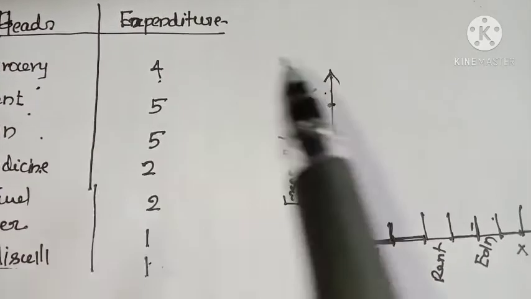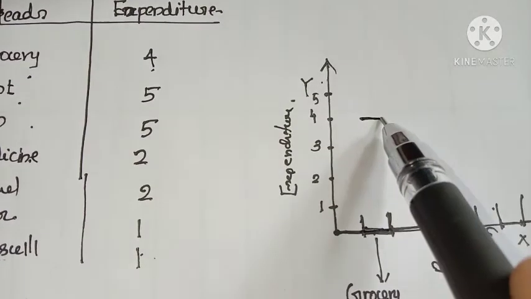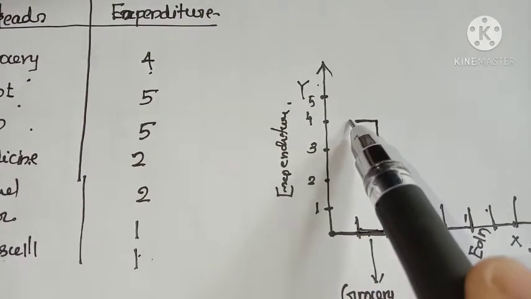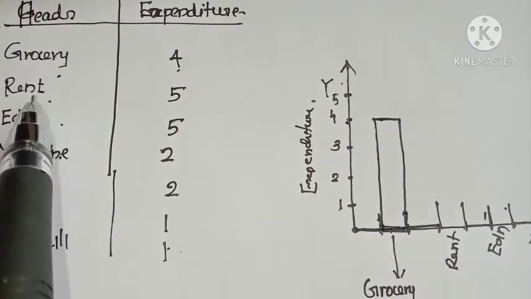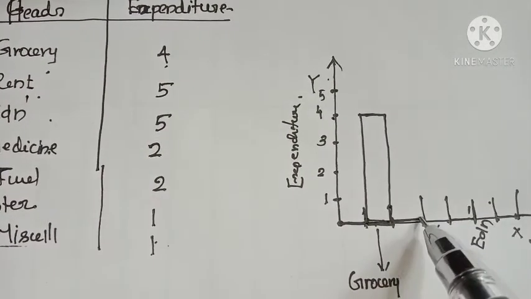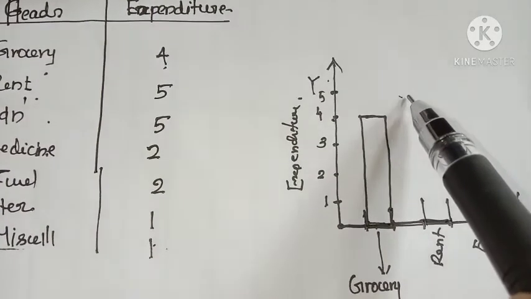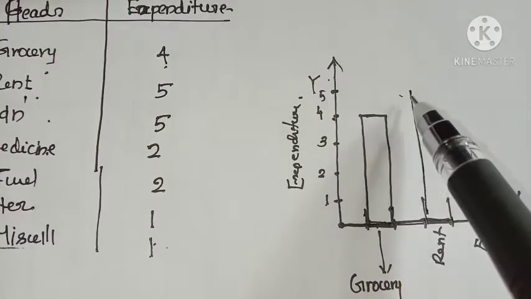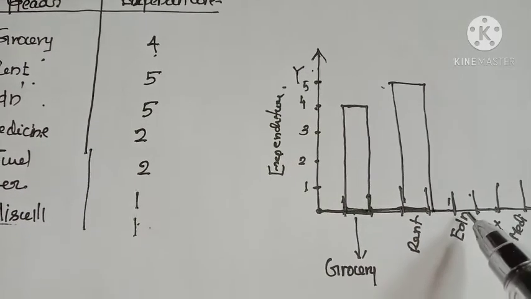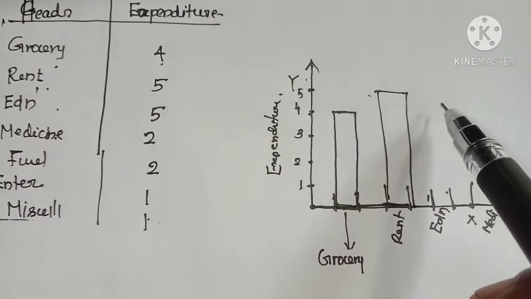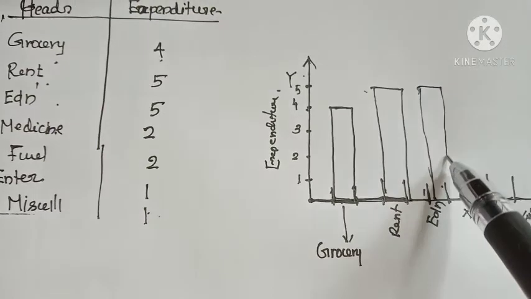Grocery 4. So this is the grocery rectangle. So take the height as 4. So draw a rectangle of height 4. Now next is rent. Rent is this space. This is this rectangle. So rent means 5. So take a distance of 5 along y-axis. Next is education. Education is also rectangle of length 5.